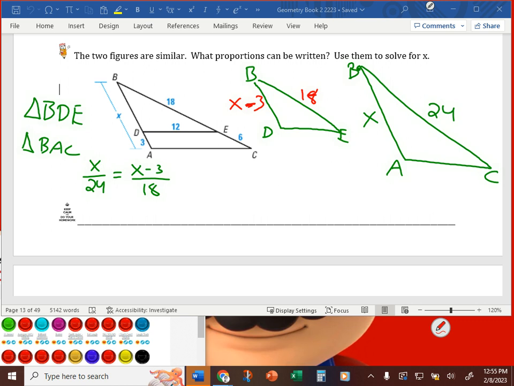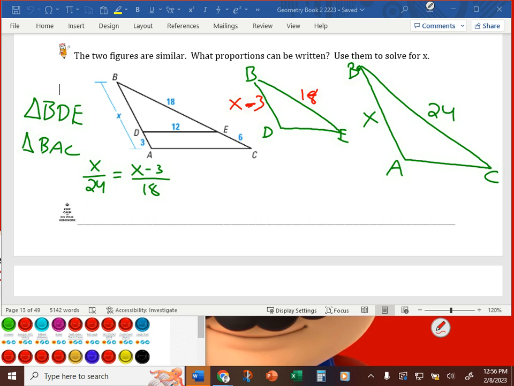Right? And then the 24. The position of that side in our larger triangle, we have to use the side that corresponds to it in our second proportion. So BC is 24, BE is 18. That's how we got this relationship here. We're essentially going big triangle to big triangle, X over 24, and then corresponding sides, small triangle to small triangle, X minus 3 over 18.